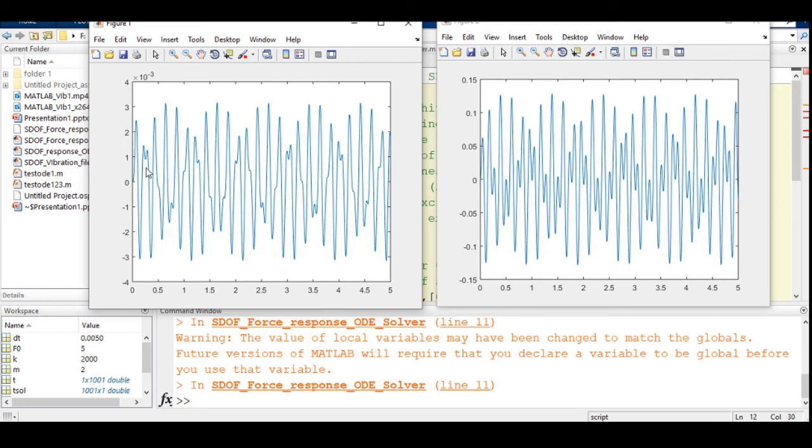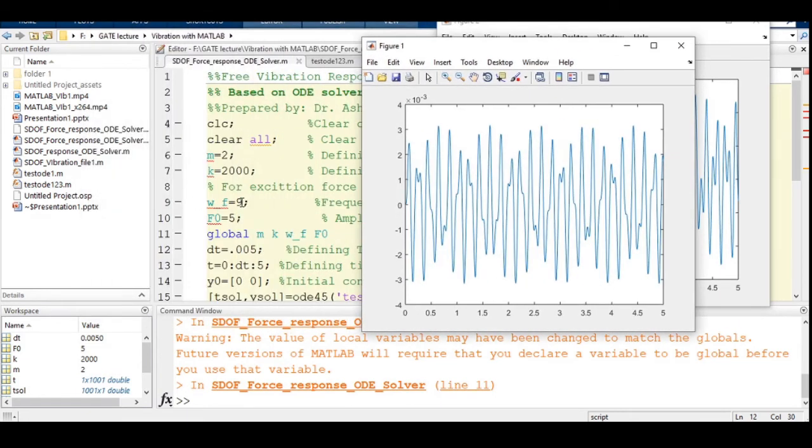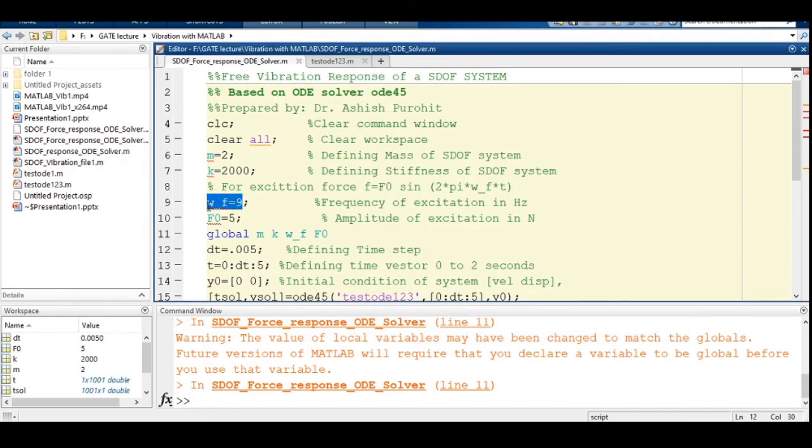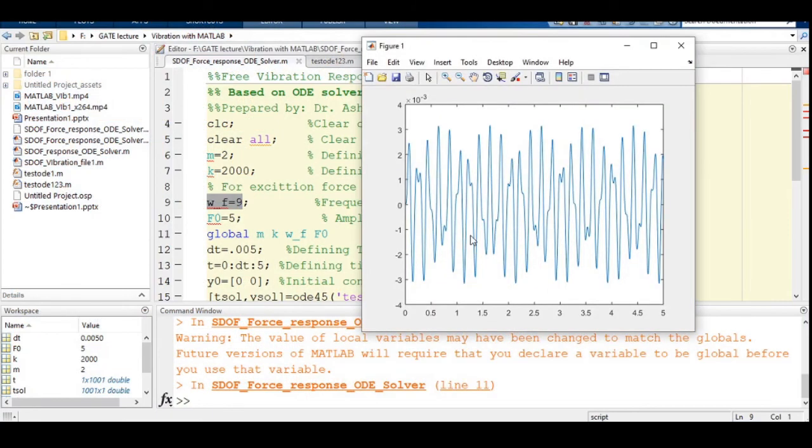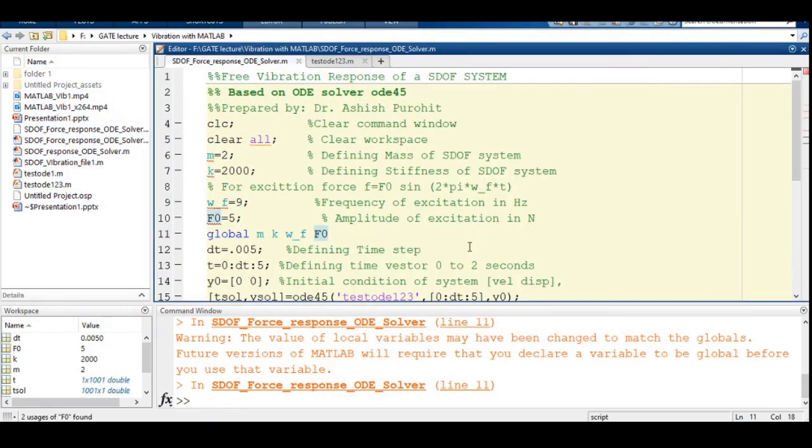Therefore we have this sort of output which is the combination of 5 hertz and 9 hertz, because when we see the code here, this line corresponds to the excitation frequency, and I know the natural frequency is 5 hertz. So I have an output which is the combination of two frequencies. Suppose I want to change my input and see the resonating condition. In case of resonating condition, my excitation frequency will be close to the natural frequency.